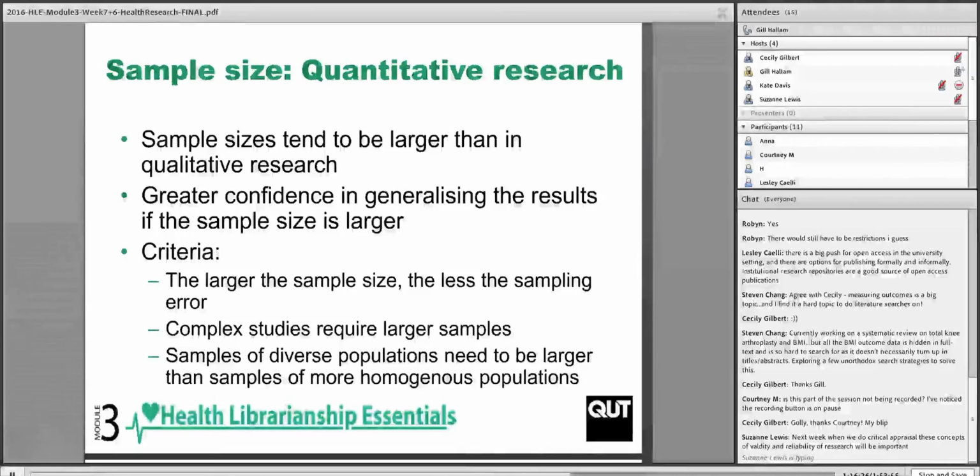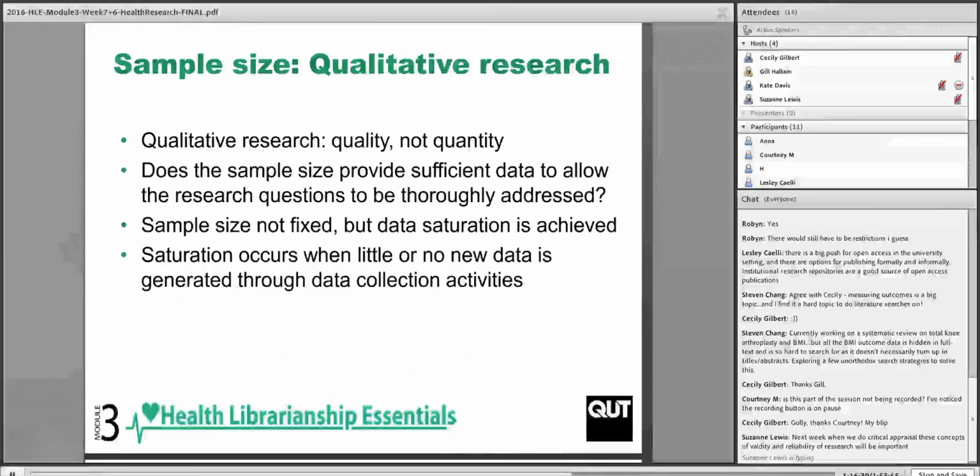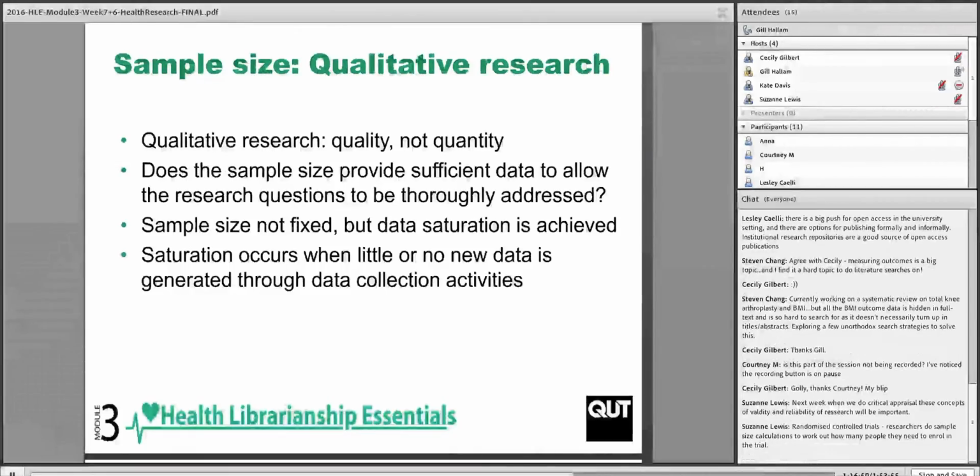The larger the sample size, the less the sampling error. So very complex studies therefore require even larger samples and that diversity of population rather than a homogeneous population. So those are things that you need to be aware of. Qualitative, however, looks much more at quality rather than quantity. There's no particular sample size that is fixed, but you're seeking to get data saturation. When you keep getting the same findings coming back as you review and analyze, then you have reached data saturation. That's when little or no new data is coming through.